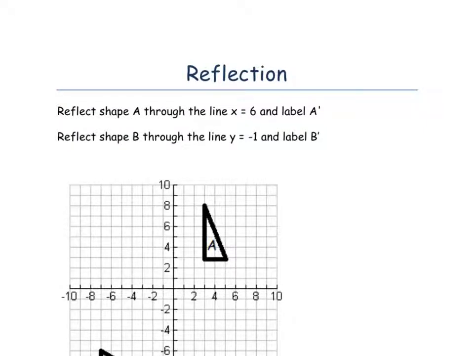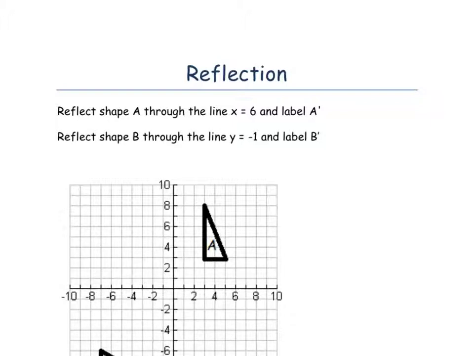Reflection. Reflection is best done with tracing paper in your exam. However, unfortunately I can't show you using tracing paper on this. But I can show you the method that you use for carrying out reflection. But you would find it easier to use a bit of tracing paper to make sure that what you do is you draw around the shape, you draw on a line of symmetry, and you flip it. Because that's what reflection means.